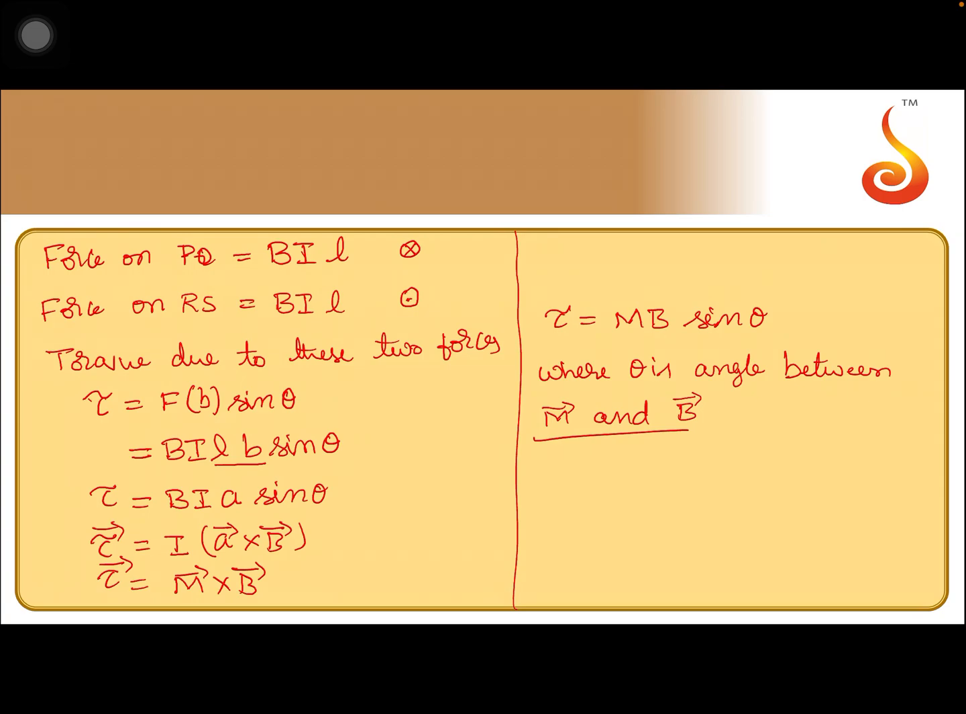So we have the expression for torque on a magnetic dipole, that is M cross B. In the case of electric field, we had tau is equal to p cross E. So what we want to do is replace the electric dipole moment by the magnetic dipole moment and the electric field by B, and we get the corresponding equation. So this is the expression for torque on a magnetic dipole.